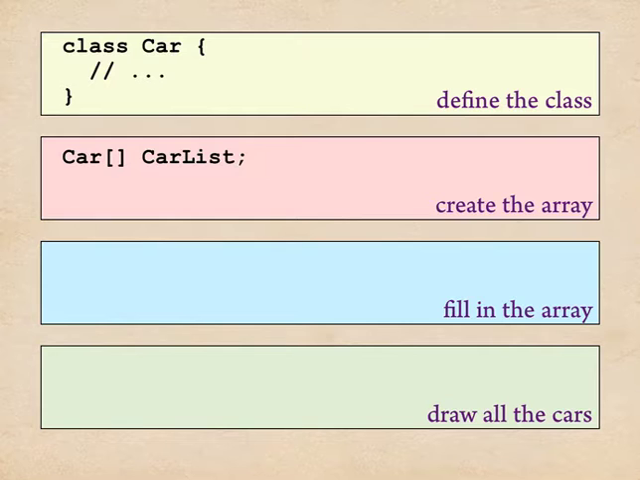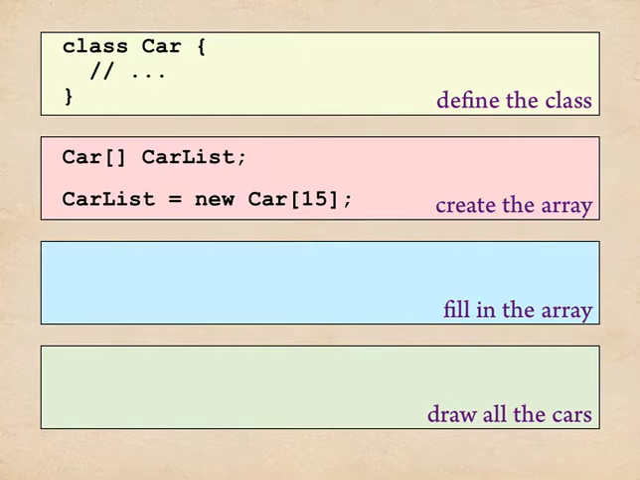Now we need to create the memory for the array. And we do it the way we do it for every other array. We call new, followed by the name of the type of the object we need created. Here it's a car. And then between square brackets, we tell Processing how many we want. So this creates an array of 15 cars.